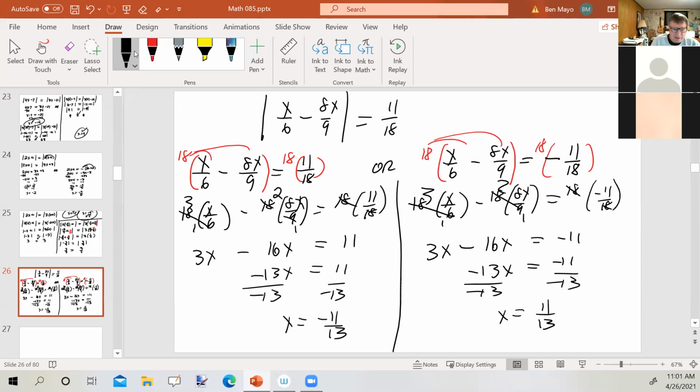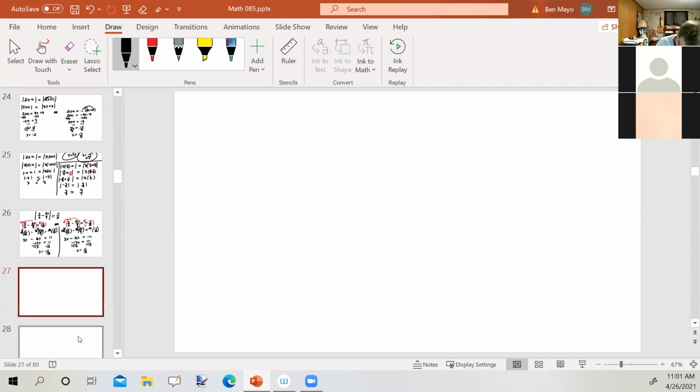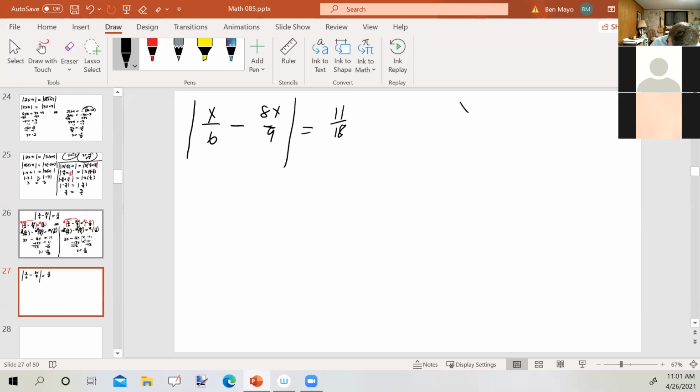Well, I said we better check our work, so here we go. So I'm going to recopy that original equation. Let's see if I can find it here. Oh, here it is. Okay, I'm going to write it with the absolute value on the left. So I've got the absolute value of x over 6 minus 8x over 9 equals 11/18. And our two answers are x equals negative 11/13 and x equals positive 11/13. So here we go. This is going to get worse.